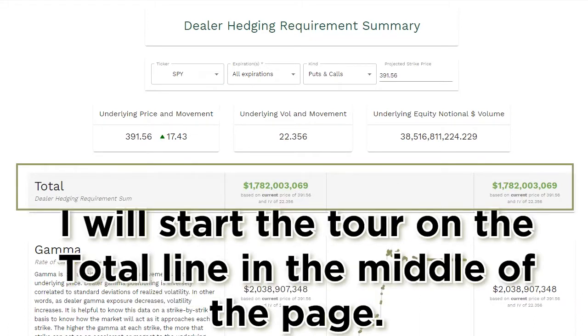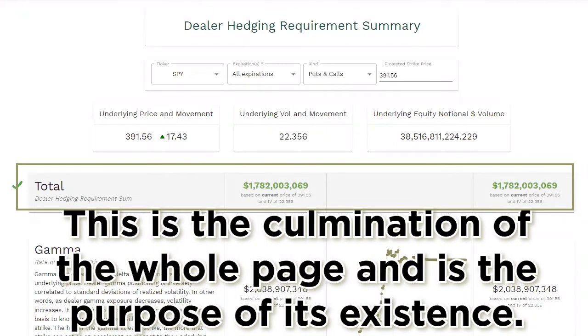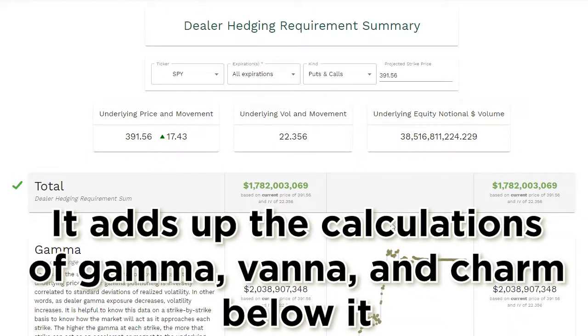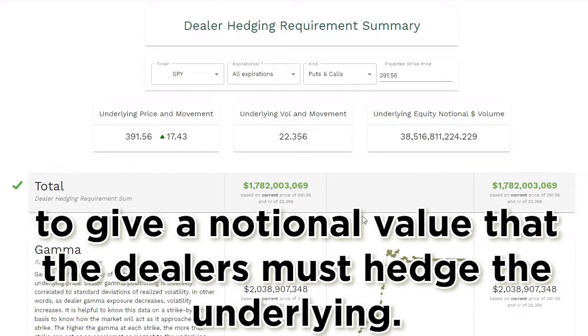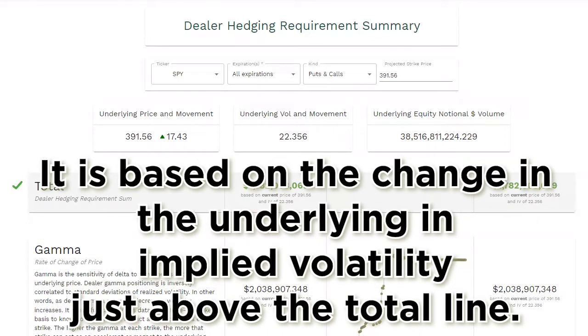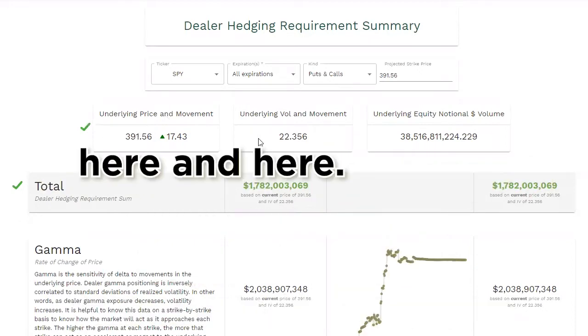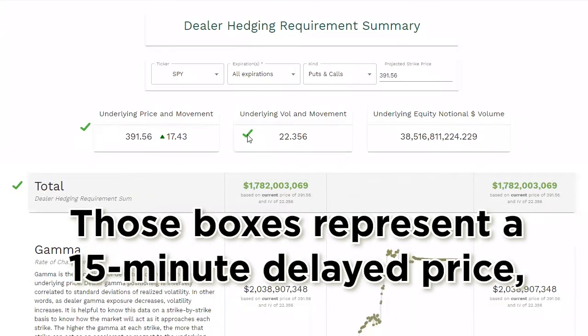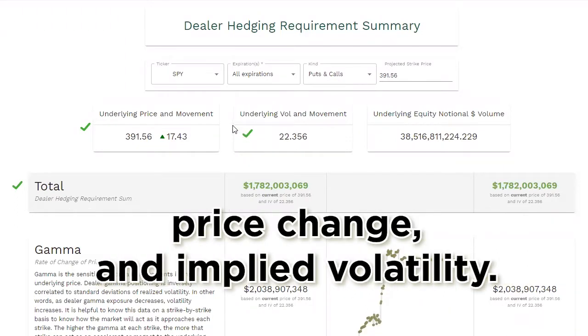I will start the tour on the title line in the middle of the page. This is the culmination of the whole page and is the purpose of its existence. It adds up the calculations of gamma, vanna, and charm below it to give a notional value that the dealers must hedge the underlying. It is based on the change in the underlying and implied volatility just above the total line, here and here. Those boxes represent a 15-minute delayed price change, and implied volatility.